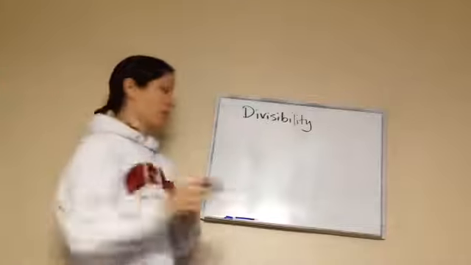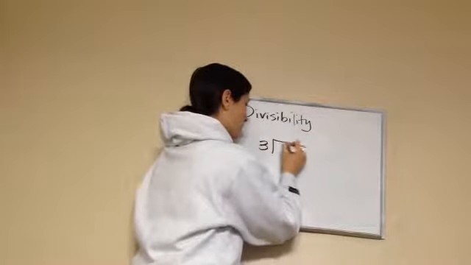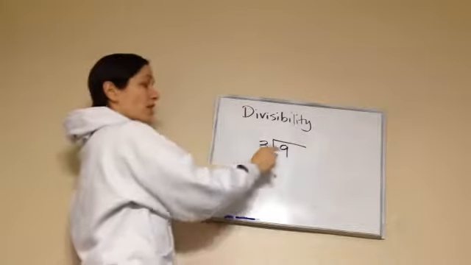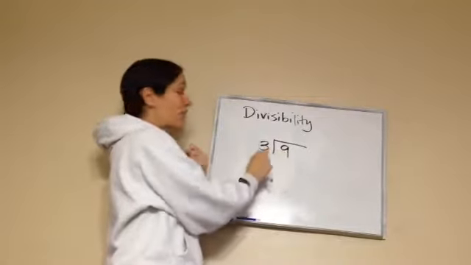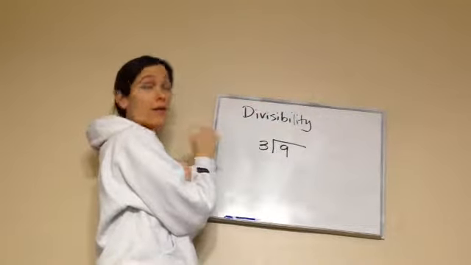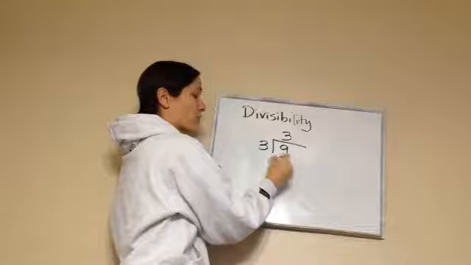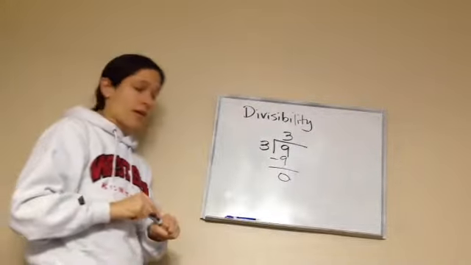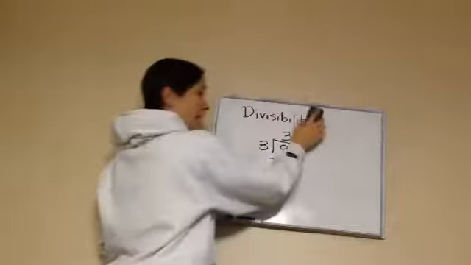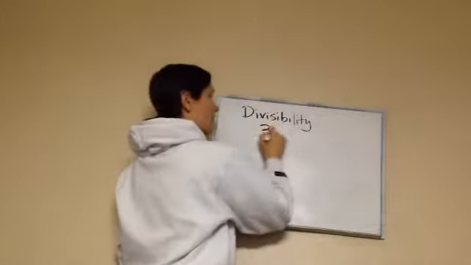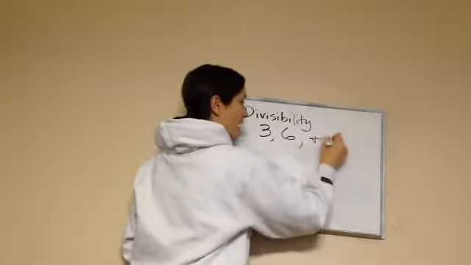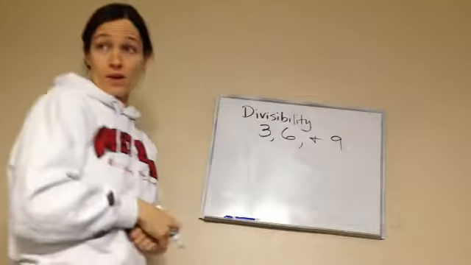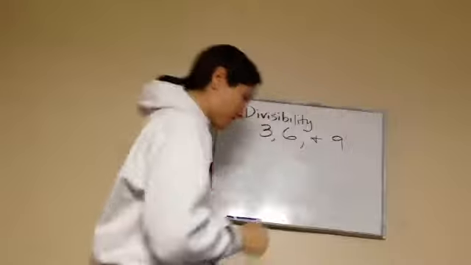So for example, is 9 divisible by 3? Yes, because 3 times 3 equals 9, and it goes with 0 remainders. There's no remainders, okay? Now, I want to teach you a cool trick, and it's called the divisibility test for 3, 6, and 9. Okay? So watch what I'm going to do.